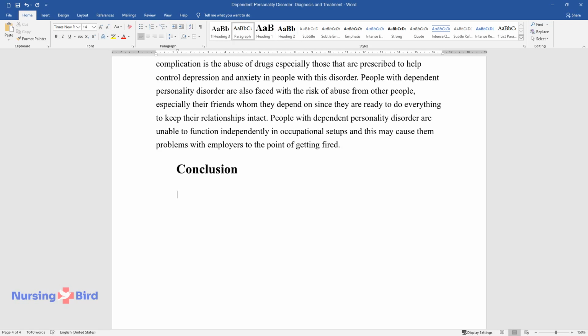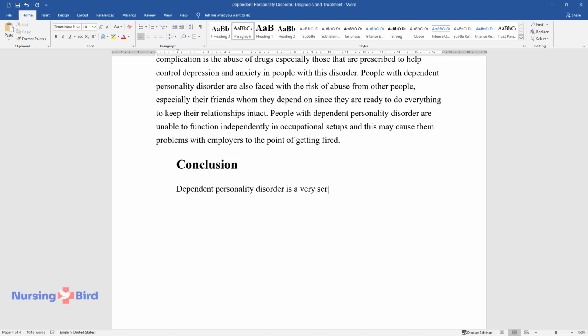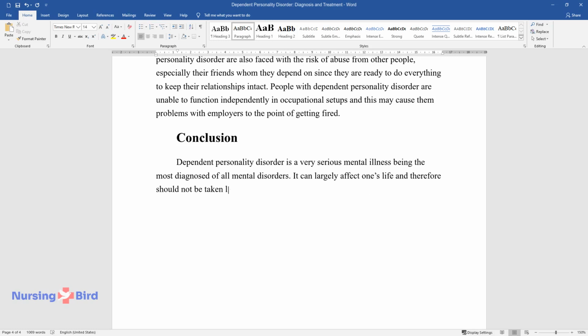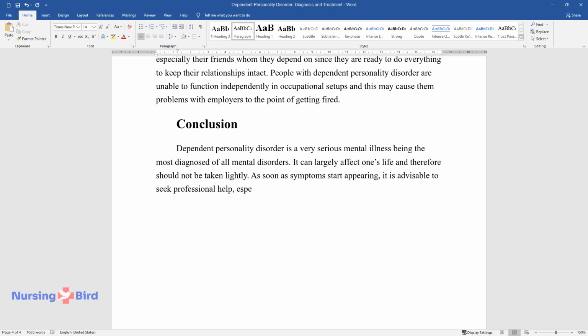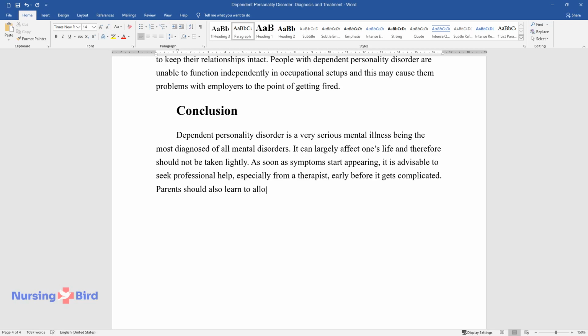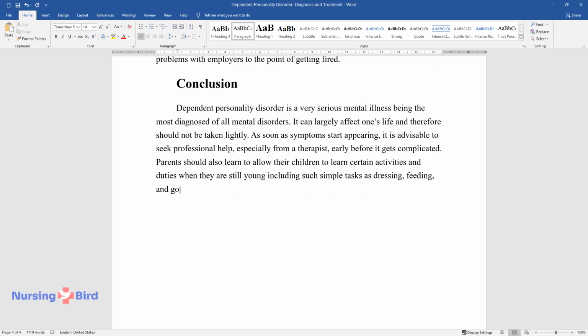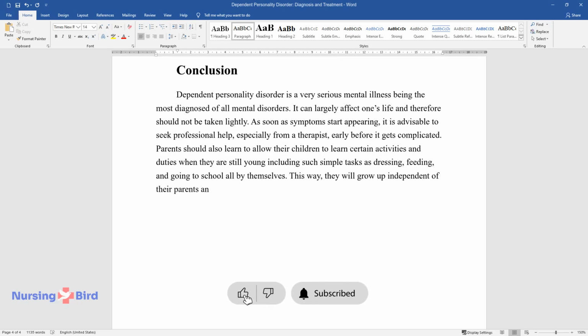Conclusion. Dependent personality disorder is a very serious mental illness, being the most diagnosed of all mental disorders. It can largely affect one's life and therefore should not be taken lightly. As soon as symptoms start appearing, it is advisable to seek professional help, especially from a therapist, early before it gets complicated. Parents should also learn to allow their children to learn certain activities and duties when they are still young, including such simple tasks as dressing, feeding, and going to school all by themselves. This way, they will grow up independent of their parents and will be able to make decisions concerning their lives on their own.